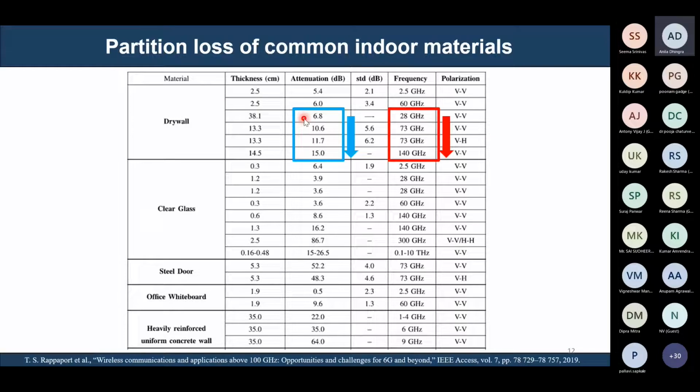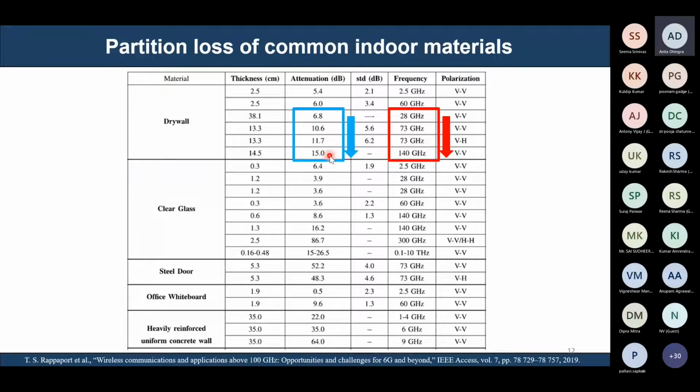Whereas if I move to, let's say, 140 gigahertz, very high in frequency, right? 0.1 terahertz, around 0.14 terahertz, which is 140 gigahertz. Even if the thickness is much lower, say 14 or 15 centimeter, my attenuation at the higher frequency is 15 dB. So the thickness is less than one half, but the attenuation is double or more than double. This is a serious issue in 6th generation or terahertz frequency.